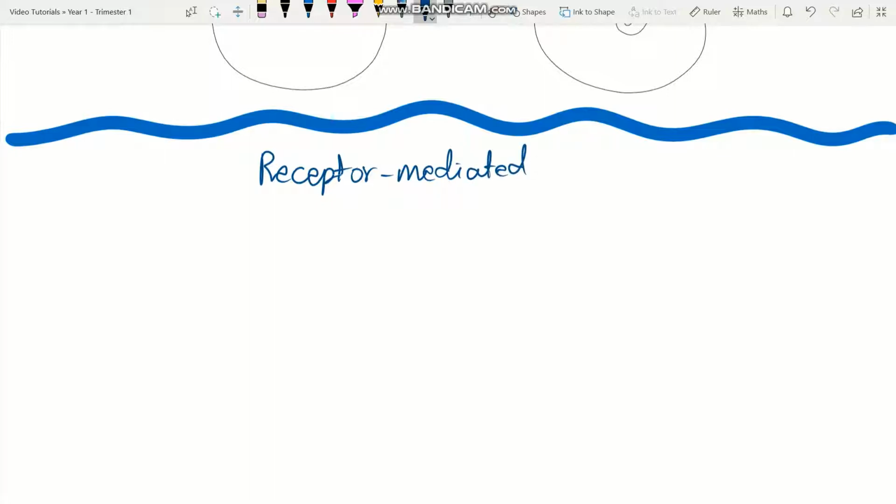This receptor-mediated endocytosis is seen quite often in cells, as it's seen in many pharmaceutical drugs and also other hormones. It's when particles entering the cell can bind to specific proteins at specific parts of the membrane and therefore can be brought in through vesicles.